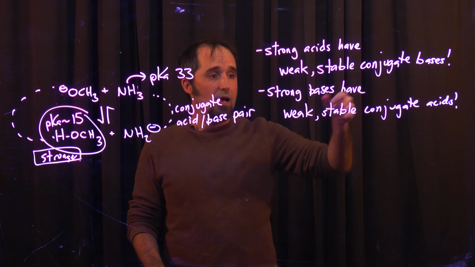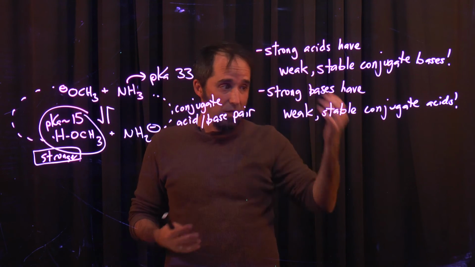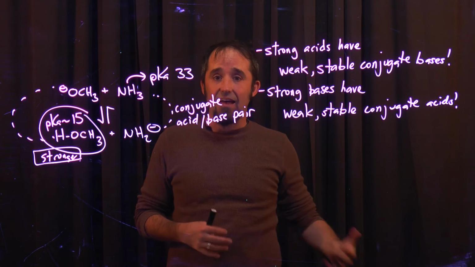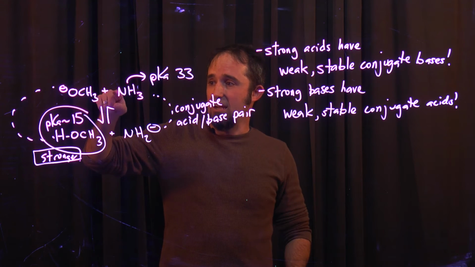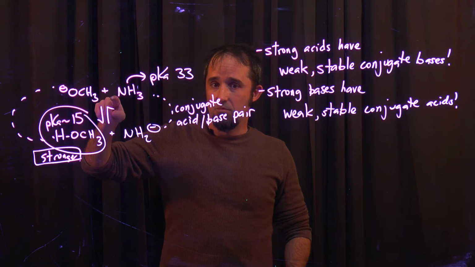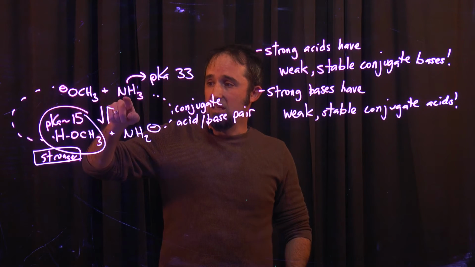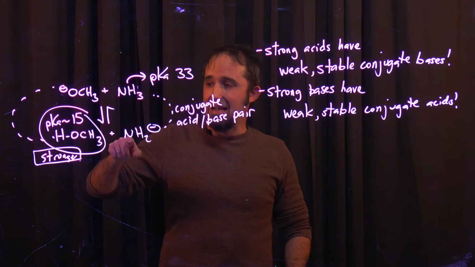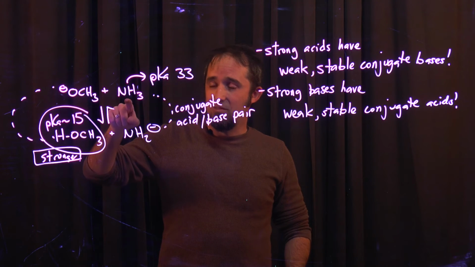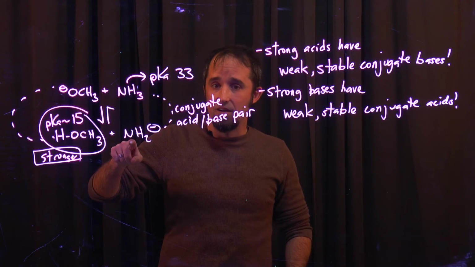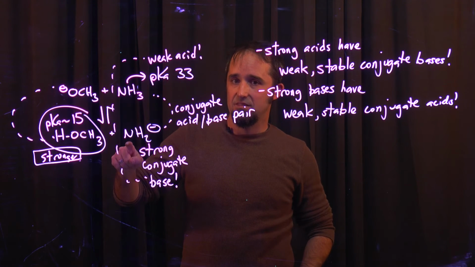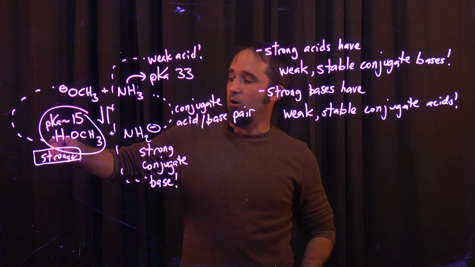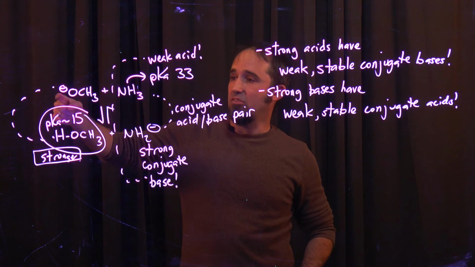We can also flip this around. Strong bases tend to have weak, stable conjugate acids, right? So here, this is a really, really weak acid. As I said, the pKa is a pretty high number. If this is a weak acid, that means that a weak acid has a strong conjugate base. And we can flip that around here. If I have the stronger acid here, that means I've got the weaker base here.